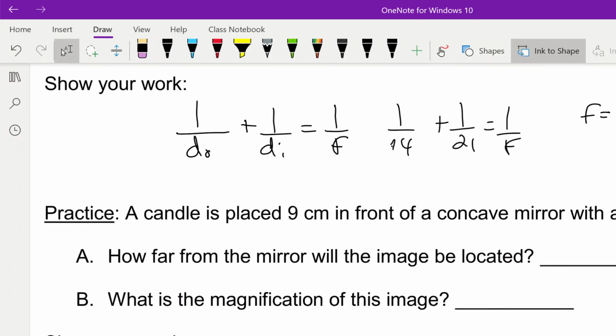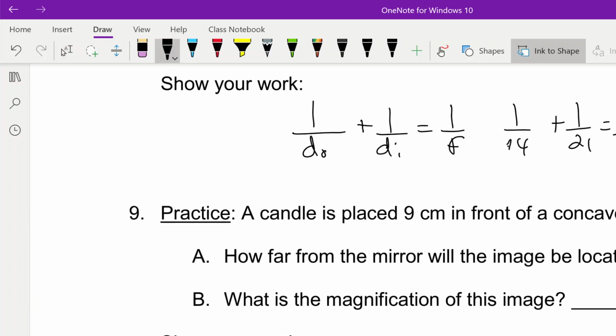Okay, so here's another question. A candle is placed 9 centimeters in front of a concave mirror with a focal length of 6. How far from the mirror will the image be located? All right, so let's do question A down here. 1 over di plus 1 over do, the order of these two doesn't matter, equals 1 over f. So I'm solving for di.